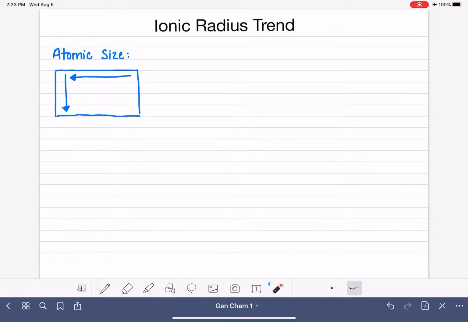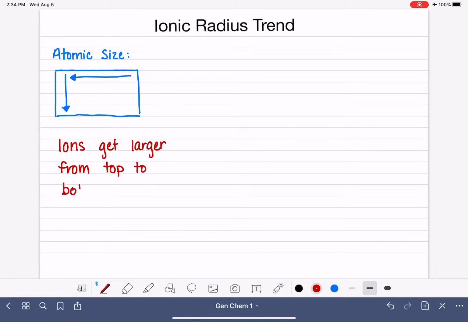Now, in this video, we're going to be talking about ionic radius. And ionic radius is a little bit more difficult to draw a trend for in the way that we've done with atomic size. First of all, let's just cover the easy part first. Ions, just like atoms, get larger as you go down a column, so from top to bottom on the periodic table. And the explanation for this is the same as the explanation that we use for increasing atomic size.